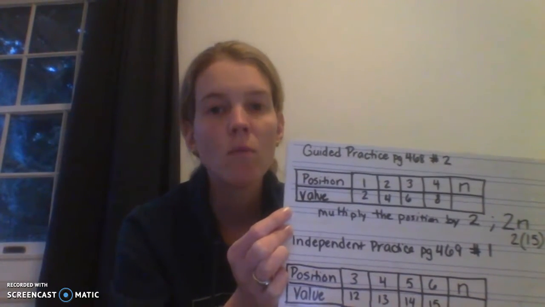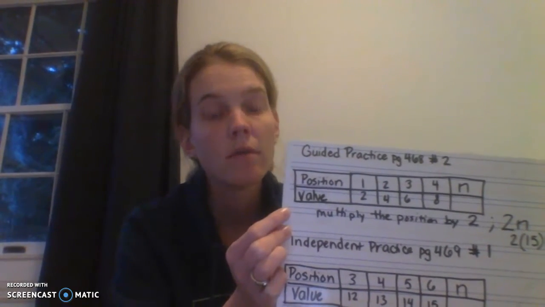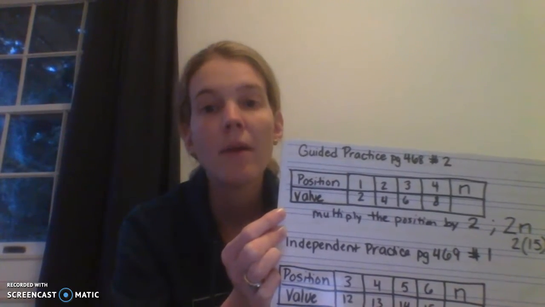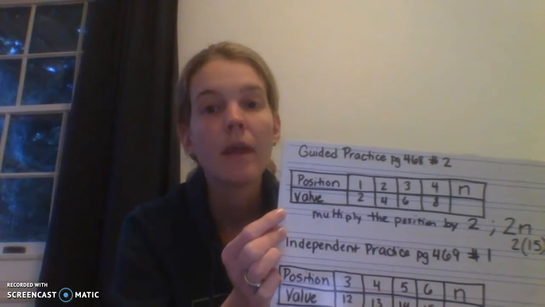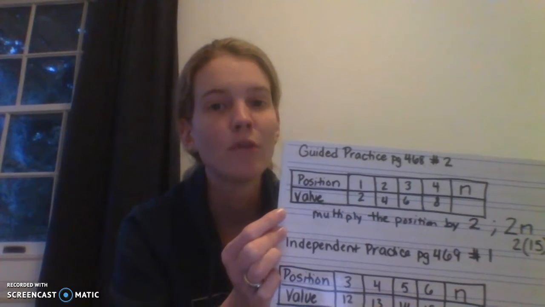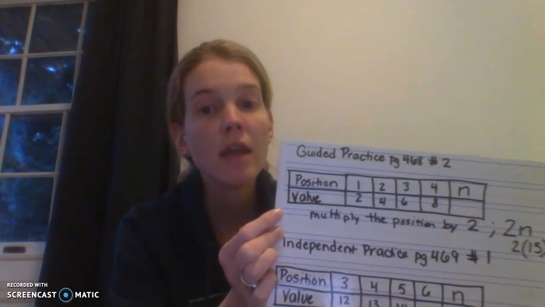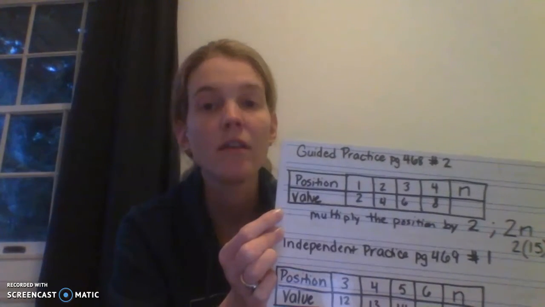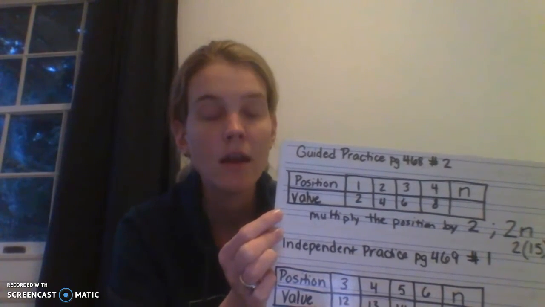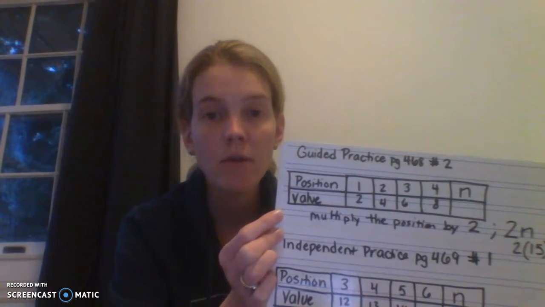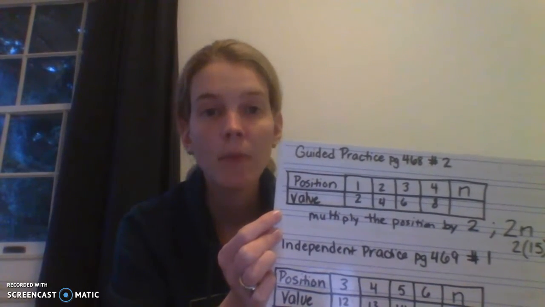Okay, how do I get from 1 to 2? I can either add 1 or I can multiply by 2. And then you'll go over to the next spot. How do I get from 2 to 4? I can either add 2 or multiply by 2. Then you start to notice a pattern. Okay, if I do 3 times 2, I'm going to get to 6. And if I do 4 times 2, I'm going to get to 8. So you'll notice that each time you go from the position to the value, you're multiplying the position by 2.